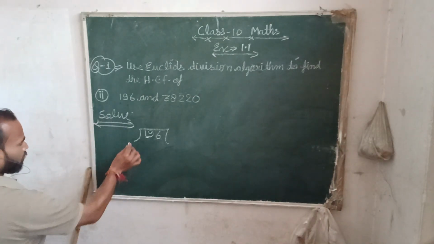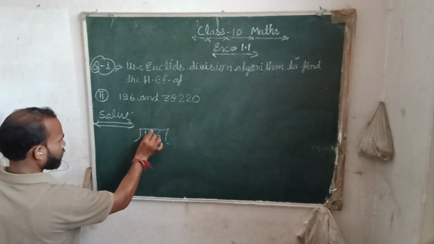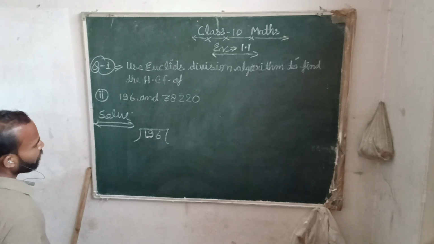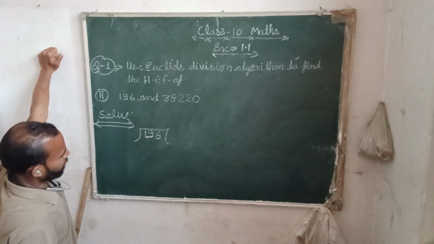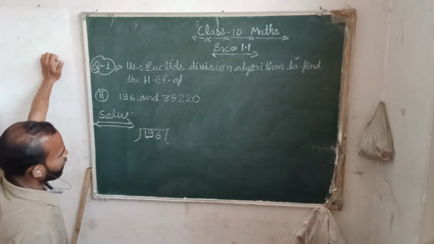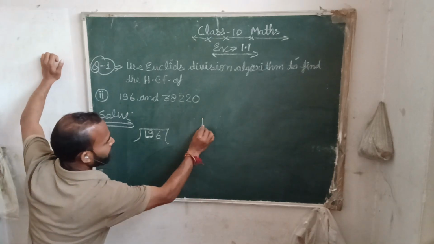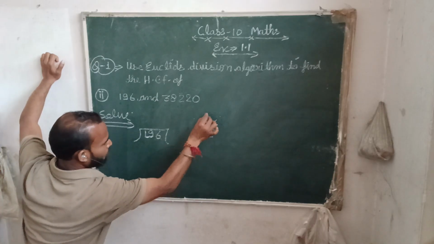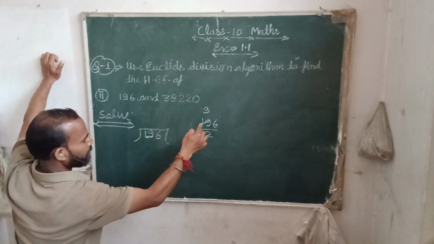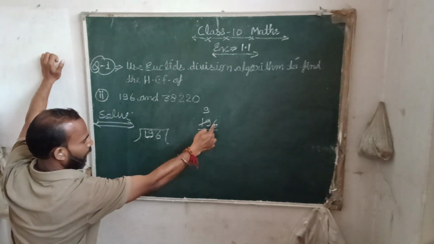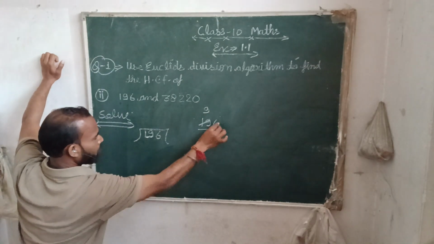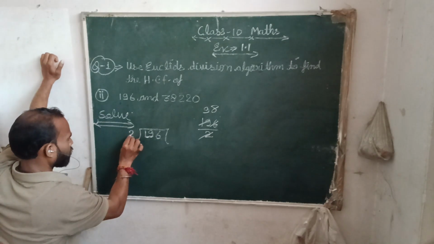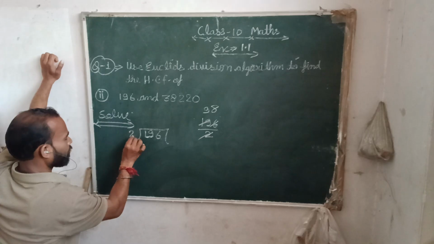Okay students, 196 is divisible by what digit? Now check here. 196 is divisible by 2. 2 nines are 18, remains 1. 1 and 6 make 16, divisible by 2, exactly 16. Okay, so 196 is divisible by 2.